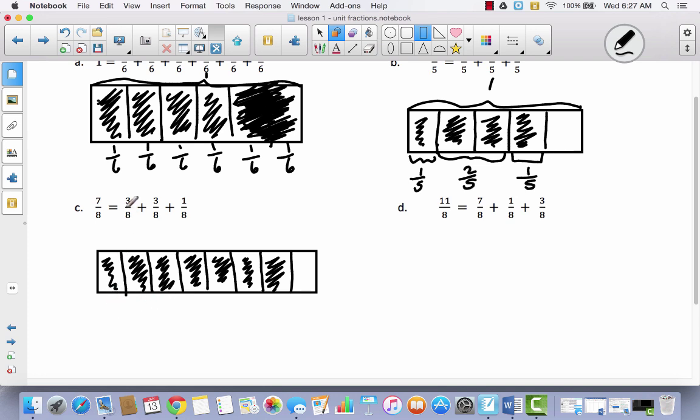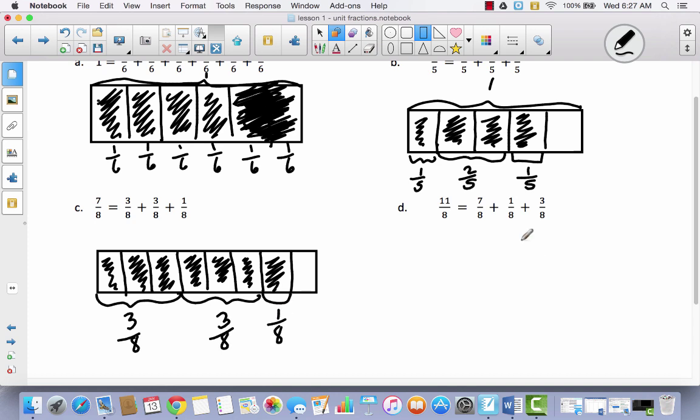All right, so we decompose this into 3/8, 3/8, and 1/8. So we're going to do 3/8, and then we're going to do 3/8, and then we're going to do 1/8.